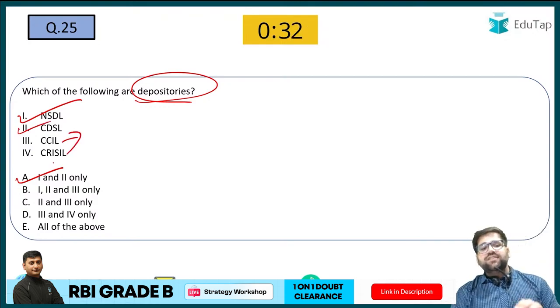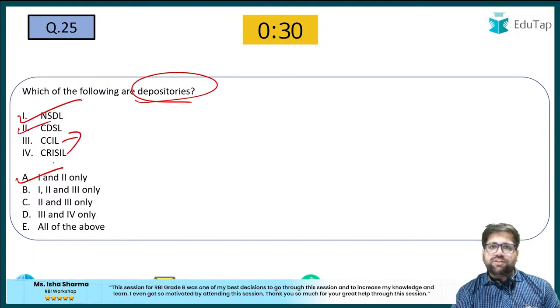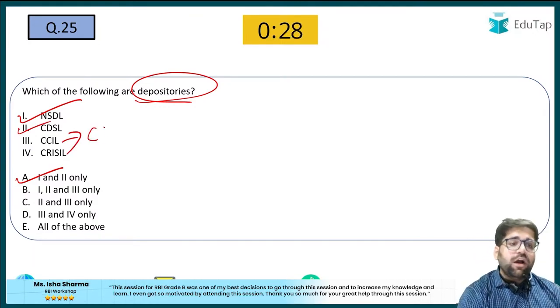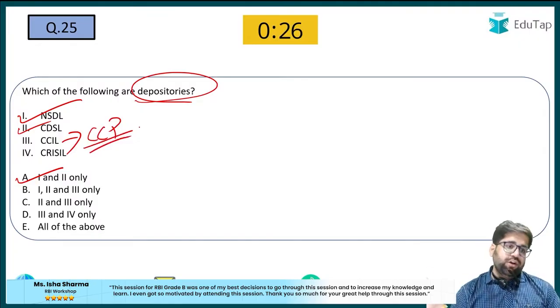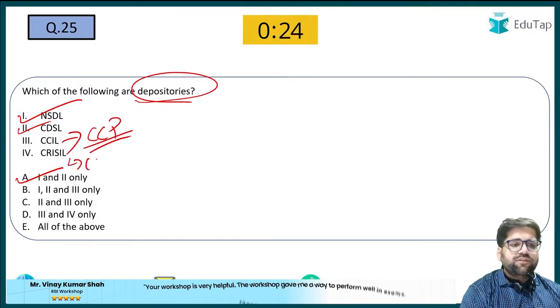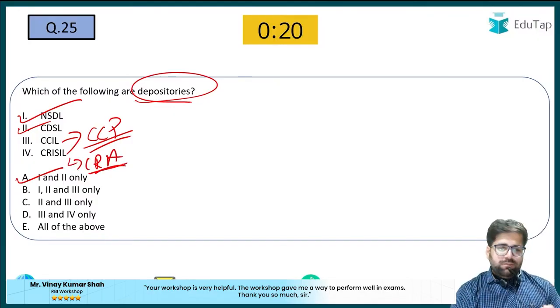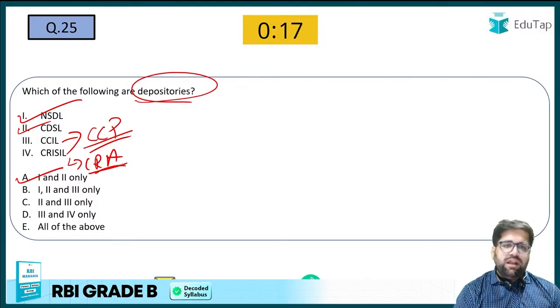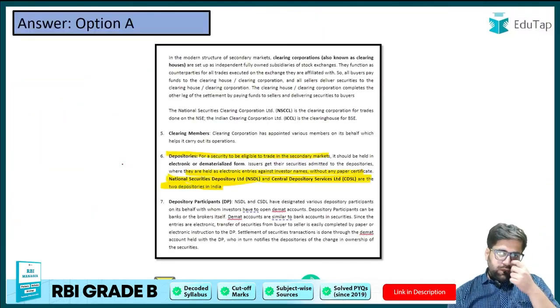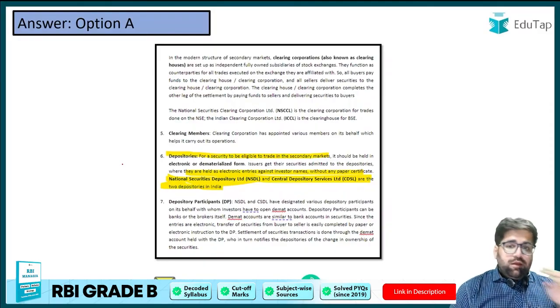CCIL, if I'm not wrong, is the Clearing Corporation of India Limited. It acts as a central counterparty for government securities. CRISIL is one of the most important credit rating agencies. So just eliminate the options and you will arrive at your right answer. The right answer is option A.